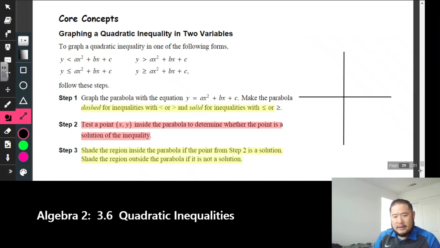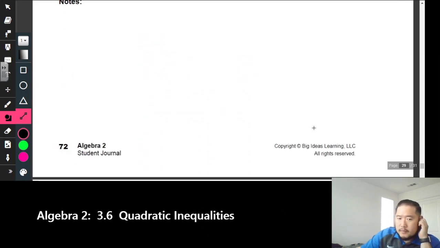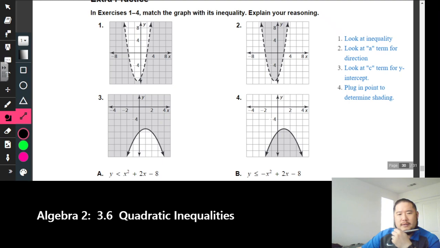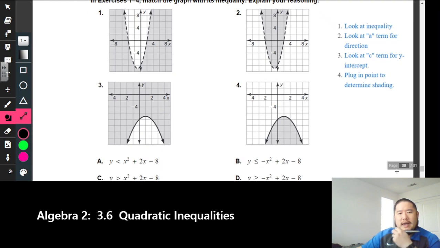So let's go ahead and scroll down here and take a look at these problems. So it says to match the graphs with the inequality and explain the reasoning. Okay, there's 4 things that I look for if we're looking at a matching question like this. But this applies to, remember, even if you're graphing it in general. Step 1, you want to look at the inequality because the inequality will tell us whether we have a dashed line or a solid parabola. So that's one of the first things.